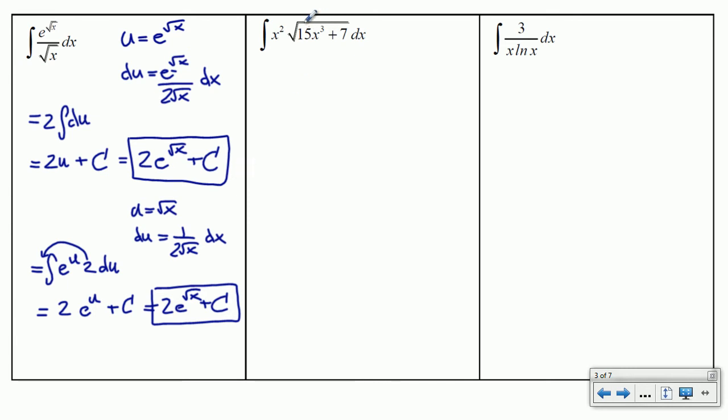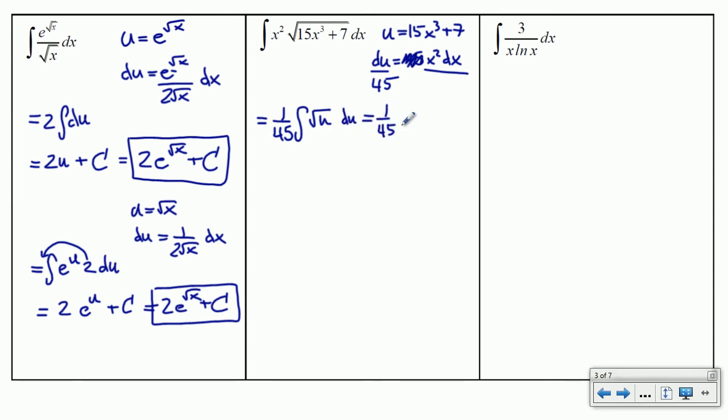So with this one, the logical choice might be u equals 15x cubed plus 7. So let's try that. 15x cubed plus 7. And then du would be 45x squared dx. And we have an x squared dx in our original integral, so we can replace x squared dx with du over 45. So our integral would become 1 over 45 root u du. Or if you prefer, 1 over 45 u to the 1/2 du.